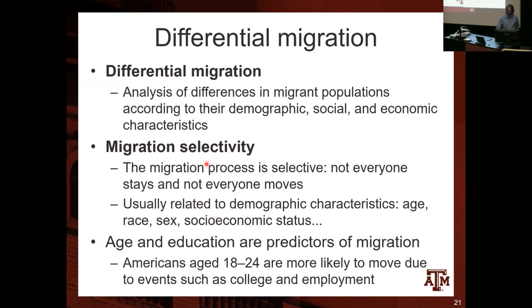What's interesting for us to see is the analysis of differences in migrant populations according to their demographic, social, and economic characteristics. What is the educational attainment or race ethnicity composition of migrants moving from one area to the other? And why specific people migrate more from one area to the other? There is a lot of migration selectivity. Not everyone has the same chances of staying in their place of birth and moving out of their place of birth. There is a selectivity process.